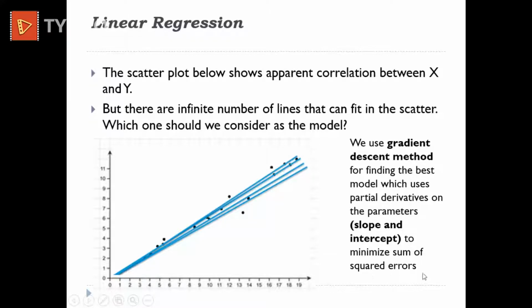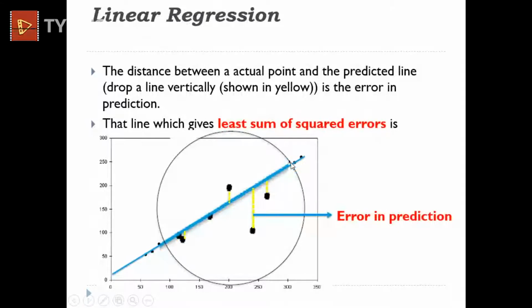So this is the major thing here. It finds the line such that the sum of the squared errors for all the data points in this data set is the minimum for that particular line, and that particular line is considered as the best fit line for our model. So let's see in detail what this error is.